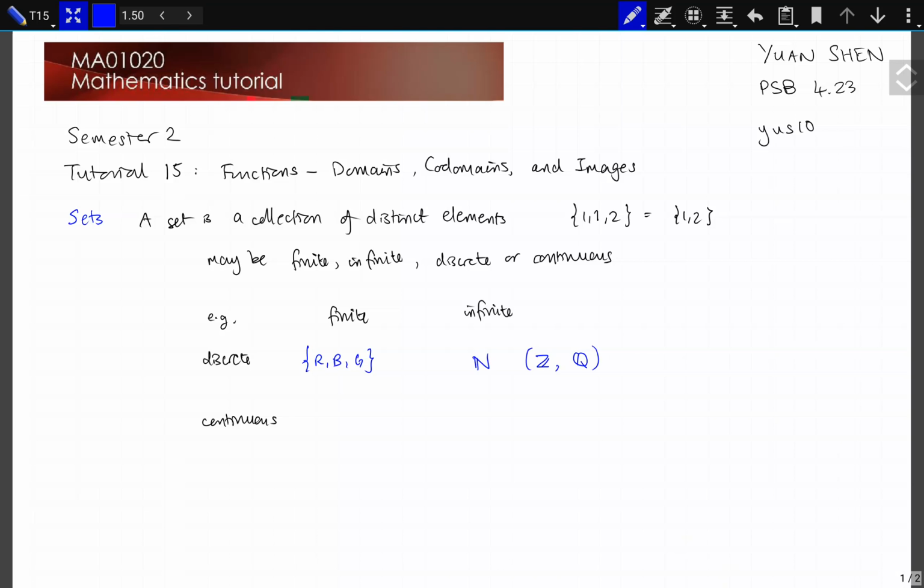And continuous, they can't be finite. But we could have something like R or C, or something a little bit more complicated like the half open, half closed interval. So here this includes 0, but this one does not, it excludes 1.